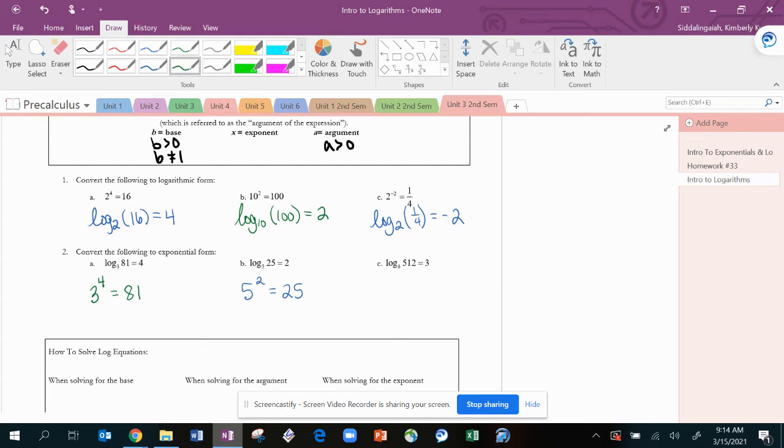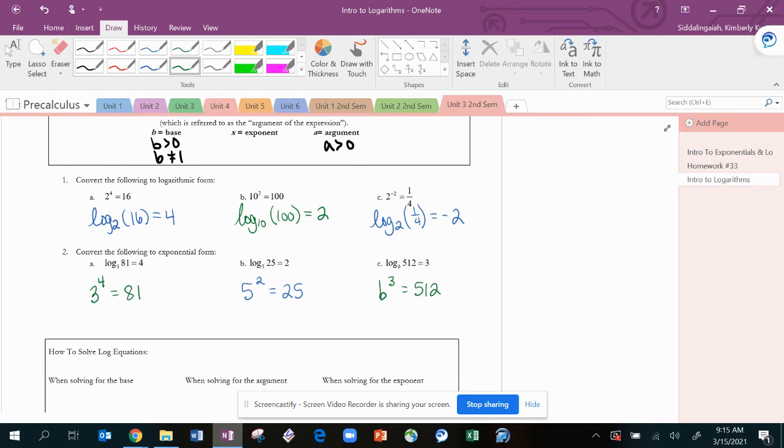Now this last one here you can't check because we have a B, but I'm going to start with that base of B, raise it to the 3rd power because a log equals an exponent, and that'll equal 512. We're not going to solve till we get further down on the page. For right now, it's just converting between the two.